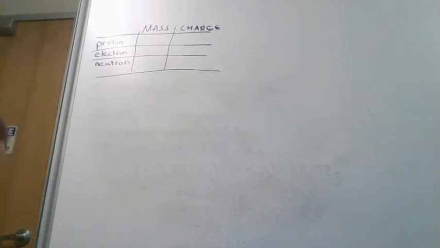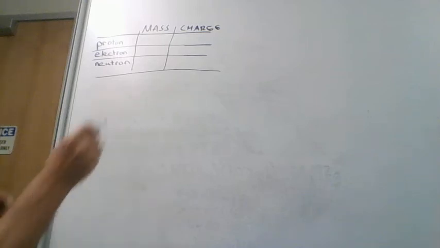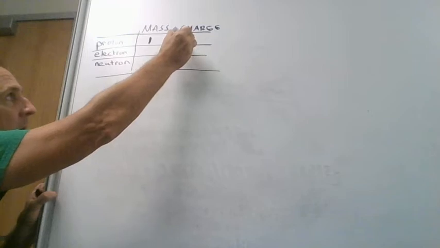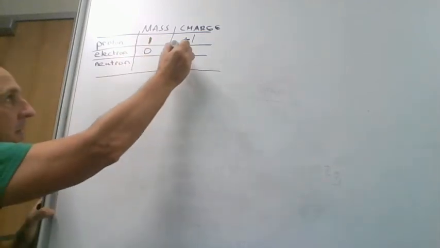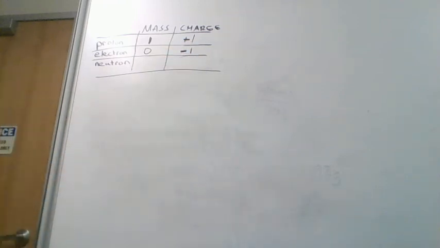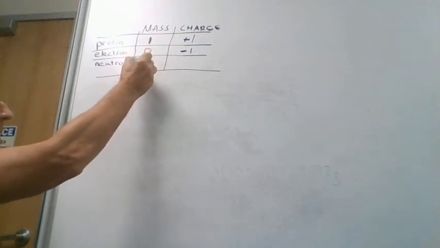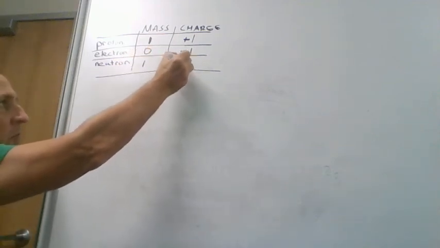The characteristics of these subatomic particles you need to know are their locations in the atom, but also their mass and their charge. The mass of a proton is set to 1 and its charge is +1. The mass of an electron is set to 0 because it's so small compared to a proton and a neutron. It has a mass, but for our purposes we'll say it's a 0. The charge on an electron is -1, so it has an opposite but equal charge to a proton. A neutron has the same mass as a proton. It has a mass of 1, but it's neutral and has no charge.